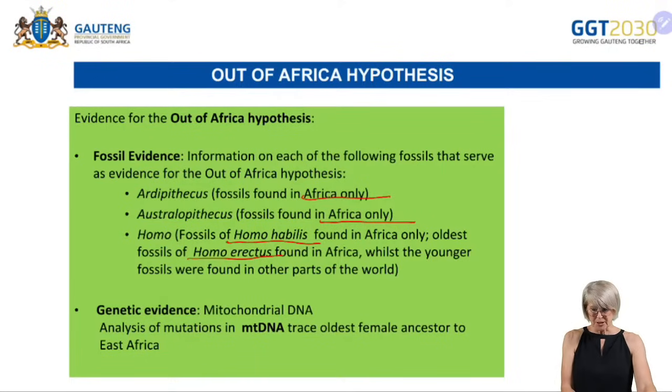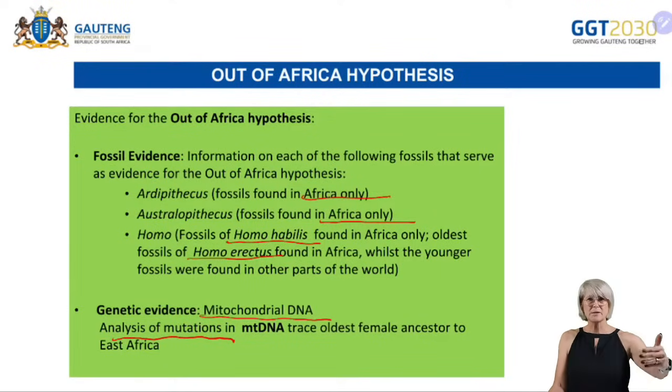We also look at genetic evidence, so we look at the mitochondrial DNA, and remember that is inherited down the maternal line, and we analyze the mutations on the mitochondrial DNA, and that's how we can trace where the oldest ancestor comes from. So the individual with more mutations will then be older than the individual with fewer mutations. And wherever they are found, that means that the oldest individual originated in a certain place.